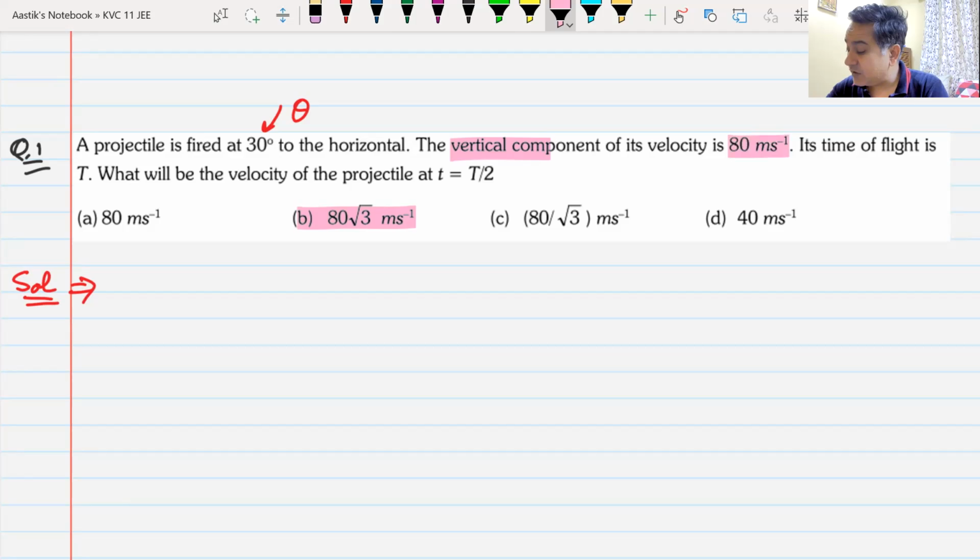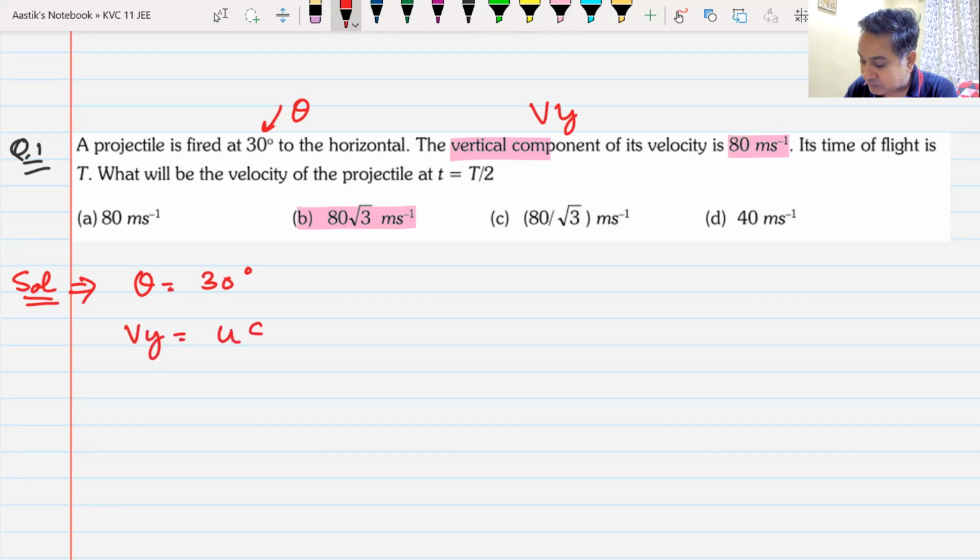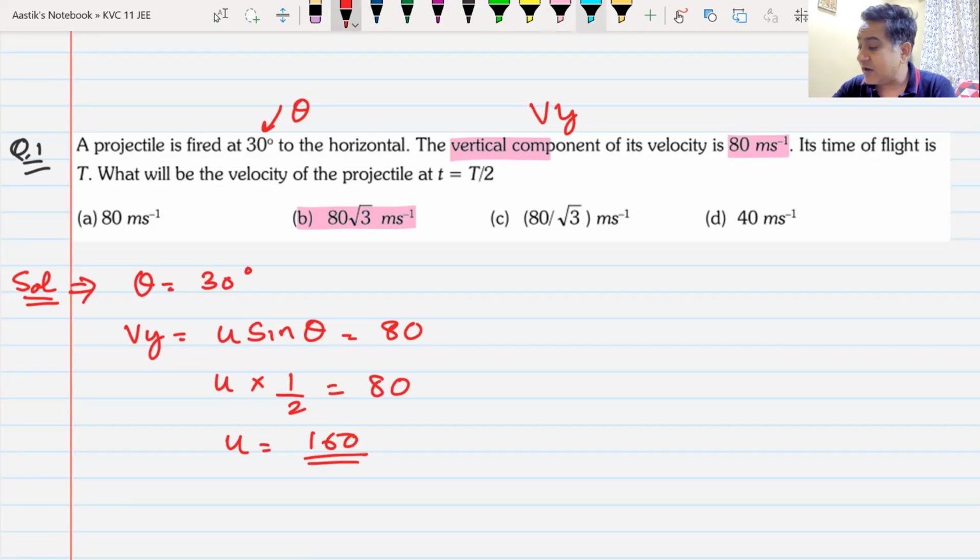The vertical component of velocity, that means Vy, is given to you. So my theta is 30 degrees. My Vy, which is nothing but u sin theta, is 80. So u into sin 30, which is half, is 80. So u becomes 160. Once you get the value of u, they have asked you the velocity at T by 2. At T by 2, where is the particle?